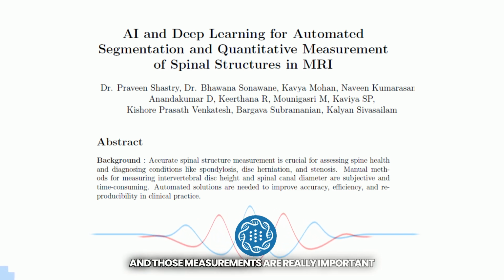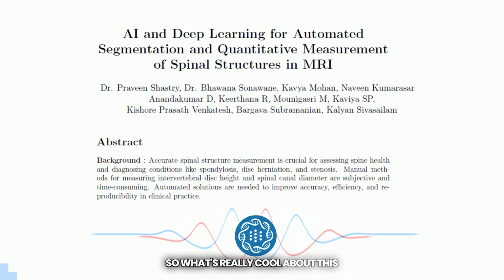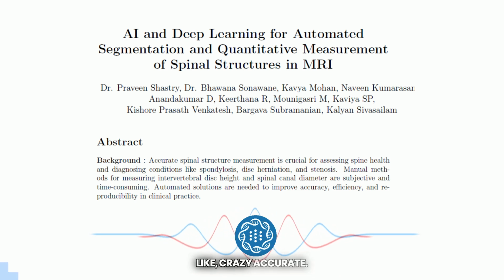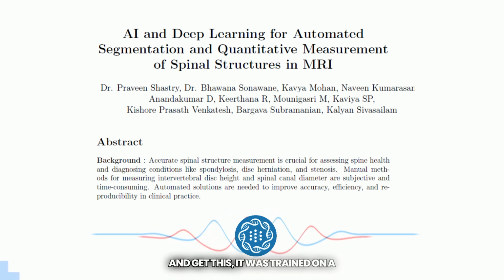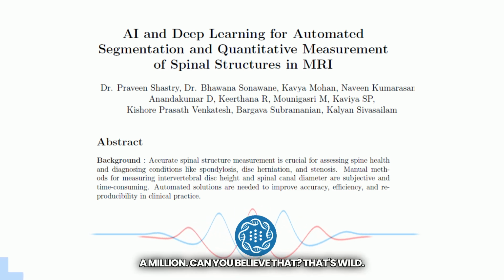Right. And those measurements are really important because they can help diagnose a bunch of different spinal conditions. Yeah, for sure. So what's really cool about this AI is that it's super accurate, like crazy accurate. And get this, it was trained on a data set of over 1 million MRI scans. 1 million. Can you believe that? That's wild. Mind-blowing, right?